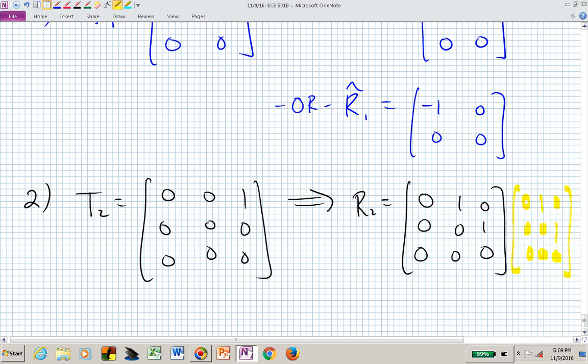What do I get in the first column? That yellow piece says I get 0, right? I'm taking 0 and weighting all three columns. The second column says what? Copy the first column. And what was the first column? All zeros. What's the third column do? Copy the second column. Oh, the second column is 1, 0, 0. Do you see that R sub 2 now produces T sub 2 if you have R sub 2 squared?